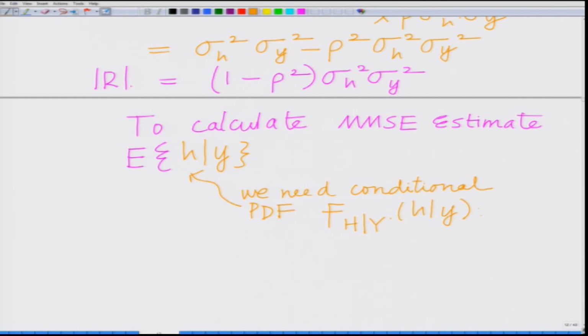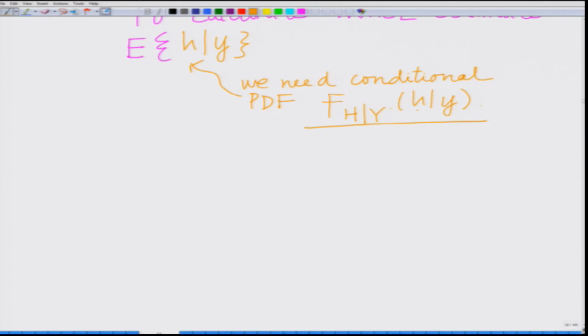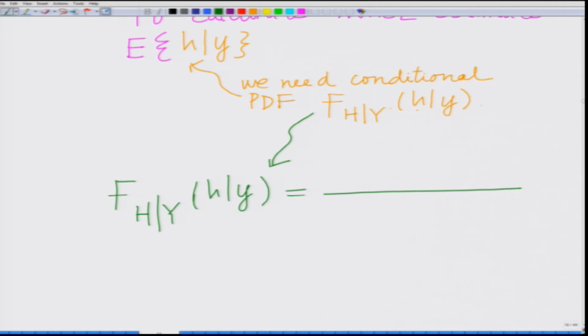We need the conditional probability density function of the parameter h given the observation y. Now, we know that this conditional probability density function f of h given y, and this is important, the conditional probability density function of h given y, is basically given as the joint probability density function of h comma y divided by the marginal probability density function of y.